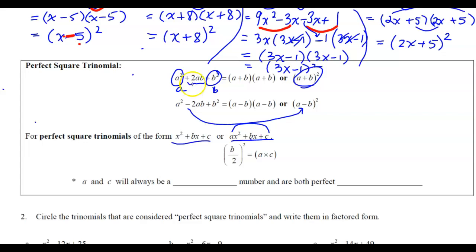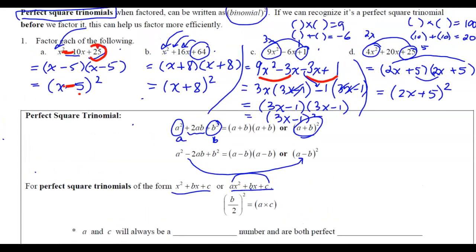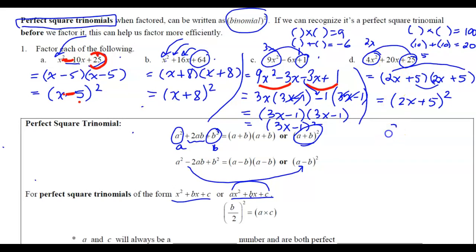So if you look here, let's go back to one of these. If I take 20 and divide by 2 and square it, what do I get? Well, 20 divided by 2 is 10, squared is 100. What's 4 times 25? It's 100, so that's a perfect square trinomial. Okay.